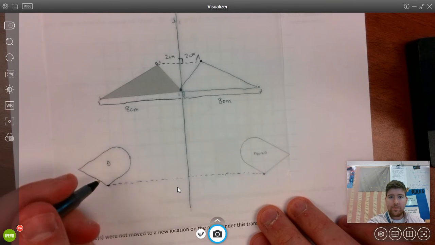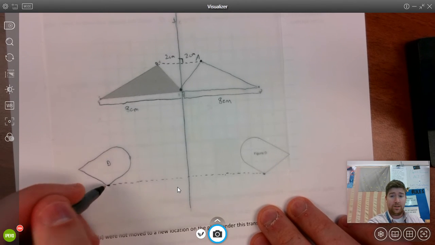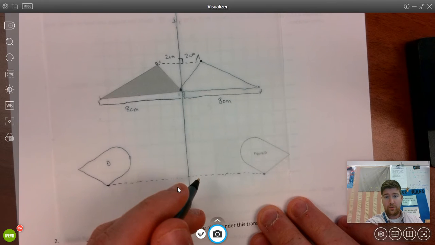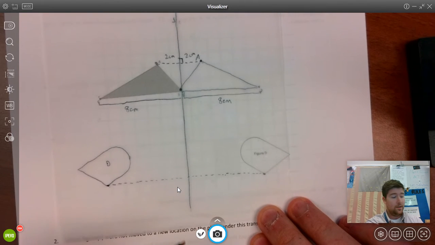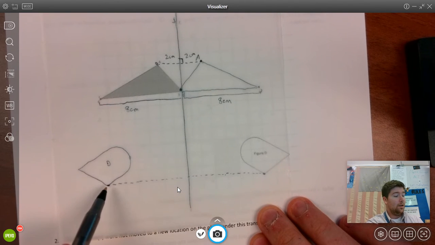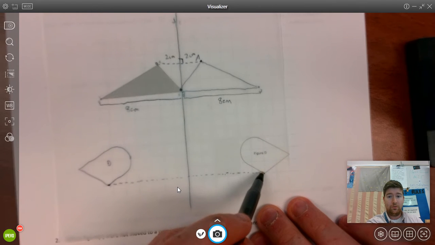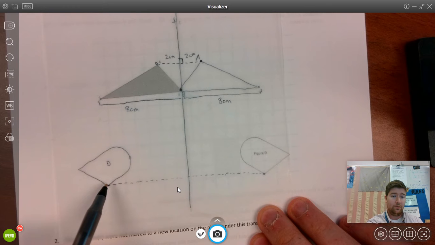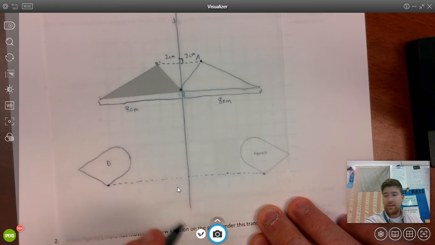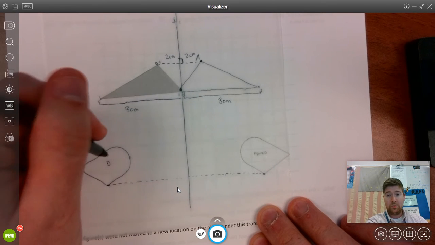Essentially, the word corresponding just means that if you have a point on one side, it should match up with a point on the other side. So this point right here would match up with this point right here. Our original image should have a reflected image there. One thing that I haven't done is I haven't put my correct labels yet.